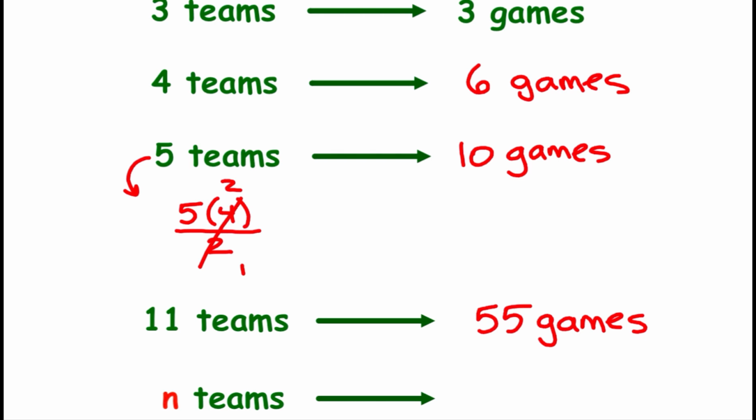So same thing with 11 teams. You have 11 teams. Each team's going to have 10 games. But we divide by 2 to eliminate the double counting. It is, in fact, 11 times 5. That's just coincidental. So 55 games.